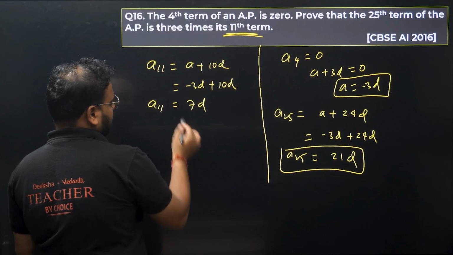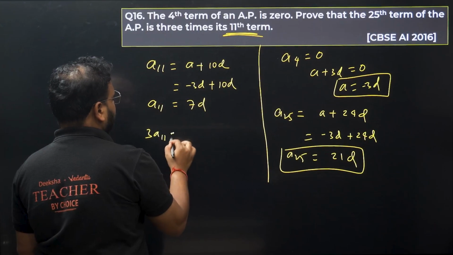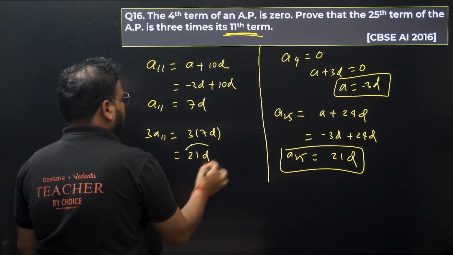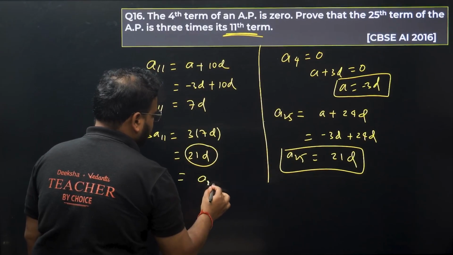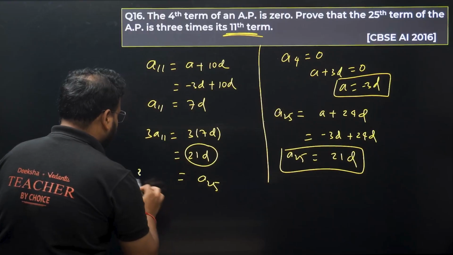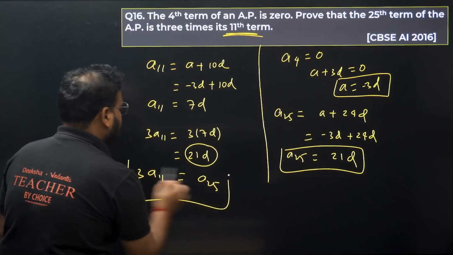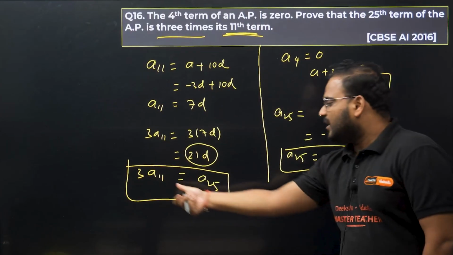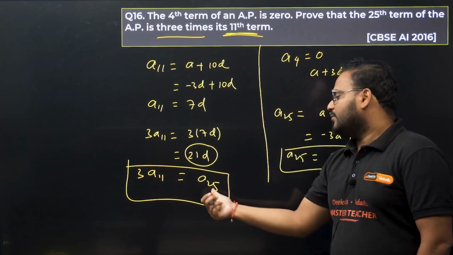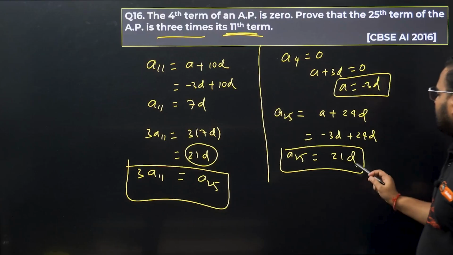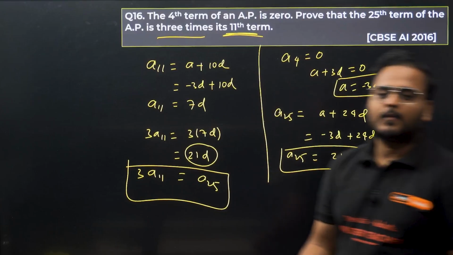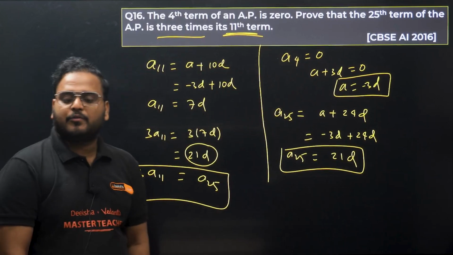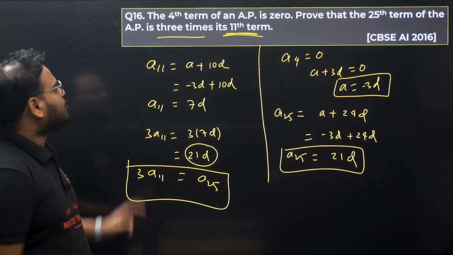They're saying 3 times this, so I'm looking for 3 times A11. It'll become 3 times 7D. How much is that? 21D. Clearly this is equal to A25. 3 times A11 is the same as A25, hence proved. Please cross check. They are both 21D and 21D. Okay? Easy? Am I going fast? Let me know. Question number 16 is over.